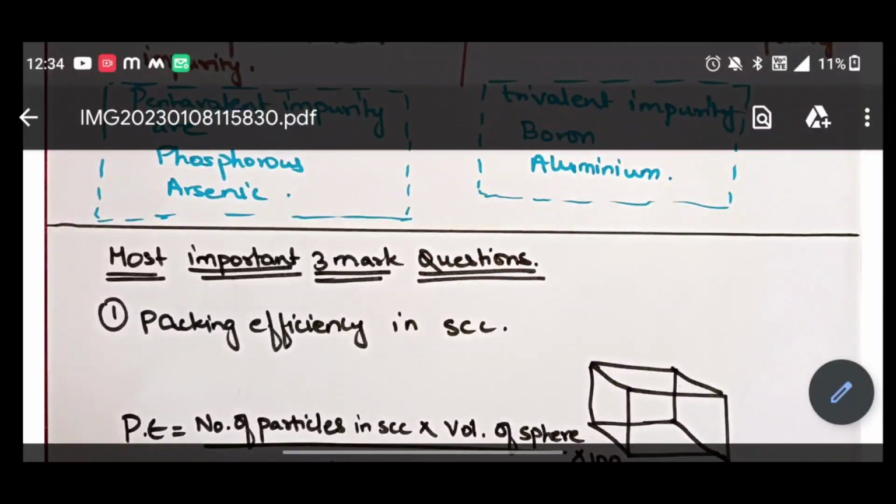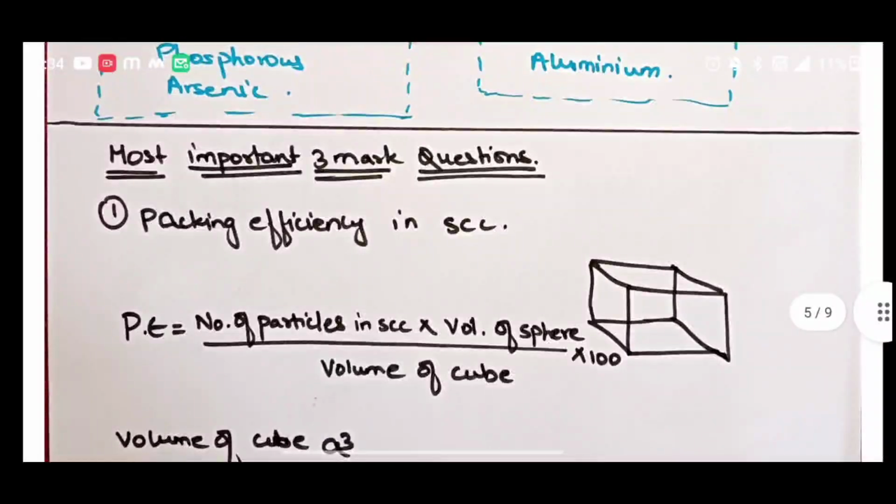Now we have the most important 3 marker questions. They can ask you packing efficiency in SCC, packing efficiency in BCC, packing efficiency in FCC. You know the formula for packing efficiency: number of particles times volume of sphere divided by volume of cube. The number of particles in SCC is 1, in BCC it's 2, and in FCC it's 4. That we know. The volume of a sphere is 4/3 pi r cube, which we have studied in earlier classes.